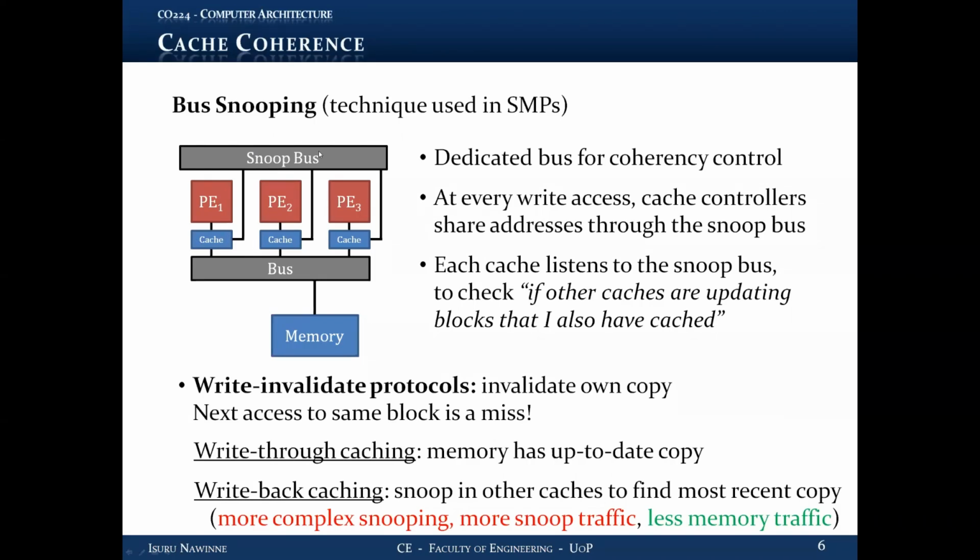Snoop bus can also be used for that purpose as well, right? So there is a cached block here, but it is marked as invalid. In PE2, we have a cache block, but it is marked as invalid. Then what we will have to do is to perform a snoop read, and other cache controllers, whoever has a valid data block with the same address, can provide the up-to-date data, right?